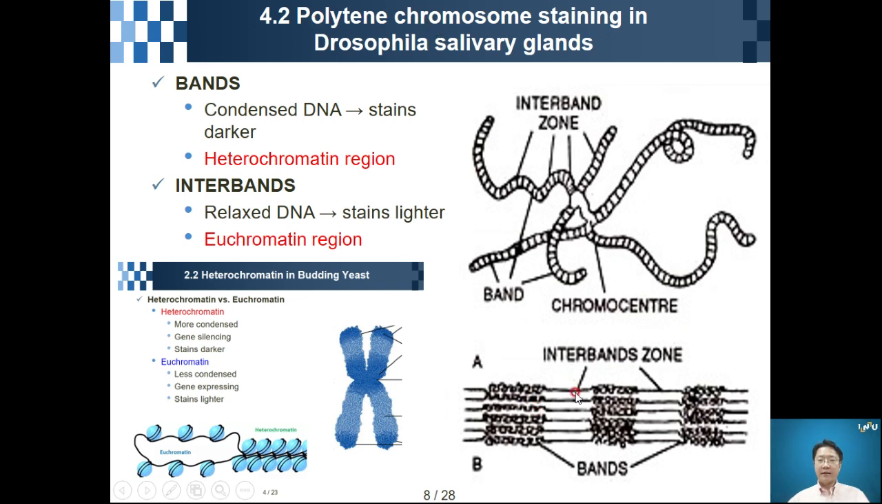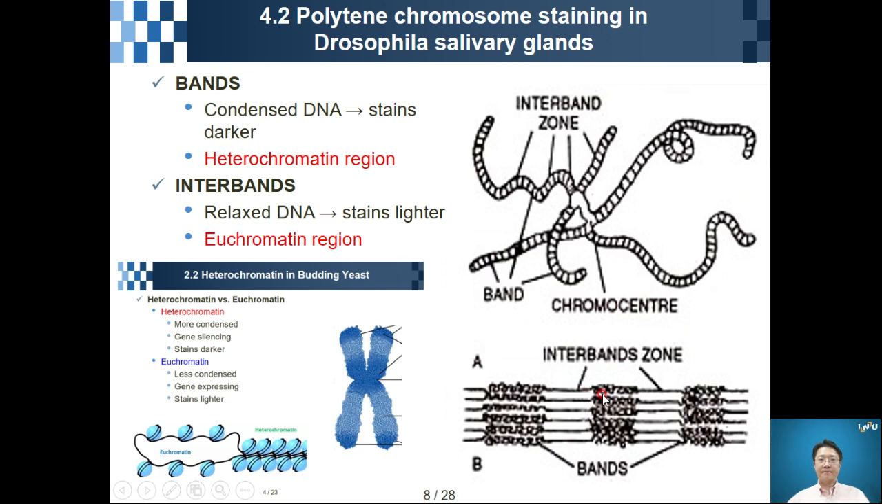How about the interband region? In this region, the DNA is very relaxed. It means that the chromatin structure will be very relaxed, so it stains very light, like this. Okay, so this region is the euchromatin region.